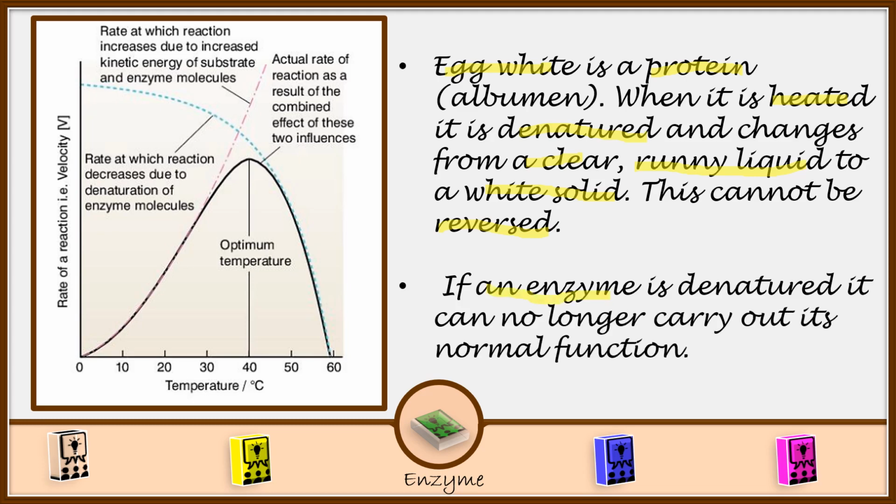If an enzyme is denatured, it can no longer carry out its normal function. So when an enzyme is said to be denatured, it means that its active site has been changed. It means that it can no longer fit the substrate. And if it can no longer fit the substrate, it means that it has been destroyed, or denatured. It can no longer perform its normal function.